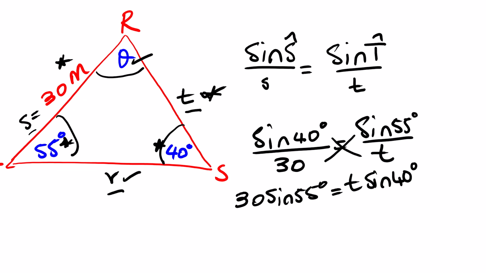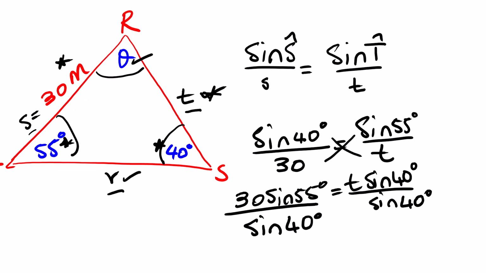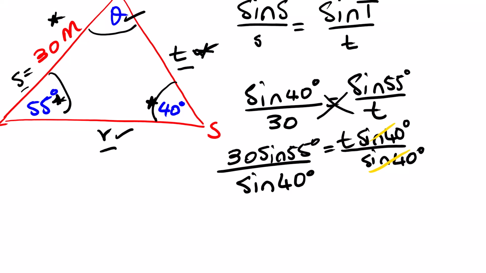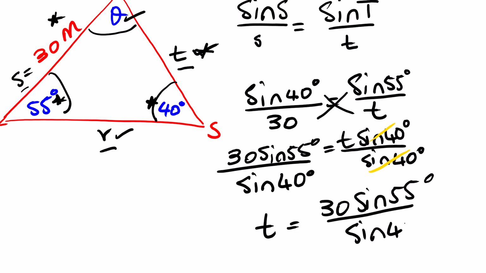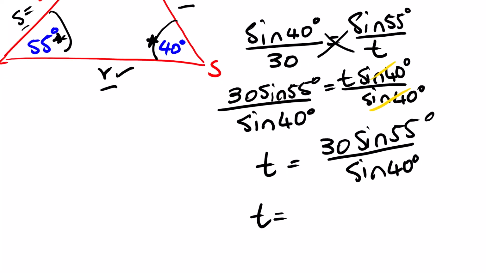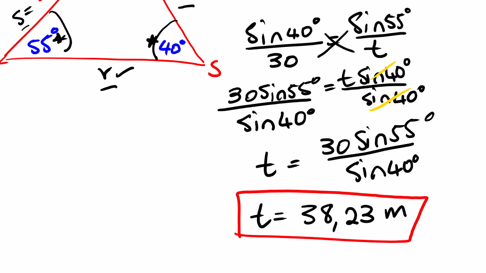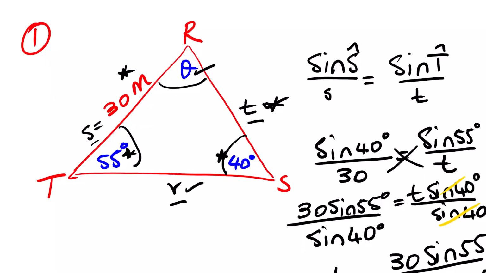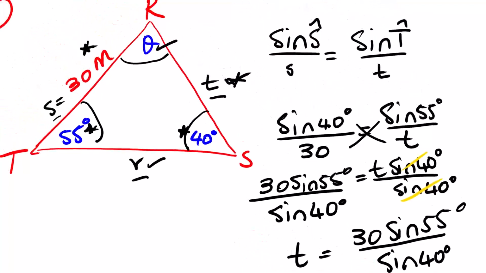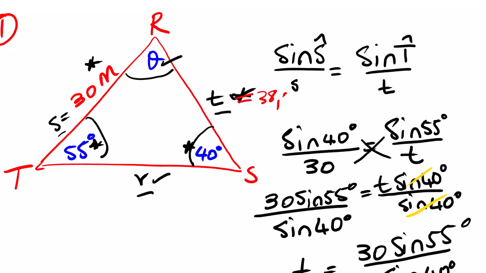Then from here we can divide both sides by sine 40. This will result in 1 multiplied by T. We have T equals 30 sine 55 divided by sine 40. The answer to this is 38.23 meters. This is our answer. Now going to our next unknown, we said T is equal to 38.23, so this side is 38.23 meters.